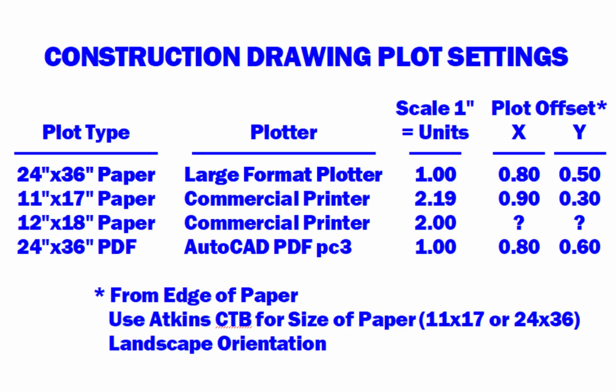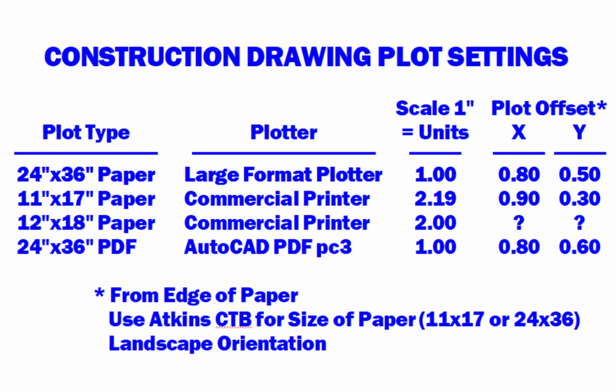There are generally three types of plots made for construction drawings: 24 by 36 inch paper drawings using a large format plotter, 11 by 17 or 12 by 18 inch paper drawings using a commercial printer, and 24 by 36 inch drawings in PDF format using the AutoCAD PDF PC3 high quality printer. The plot settings for each type of plot are currently shown.